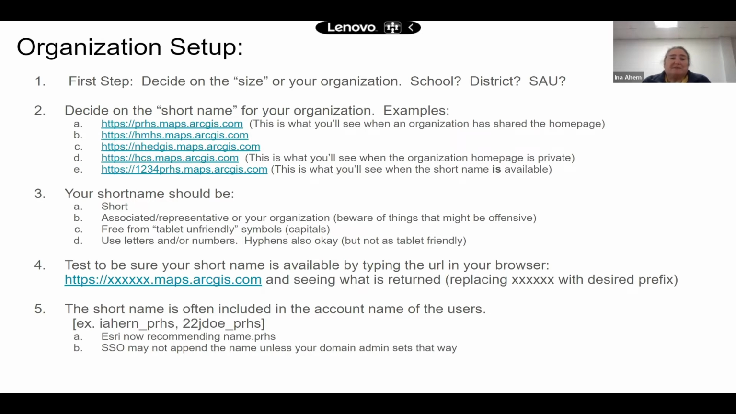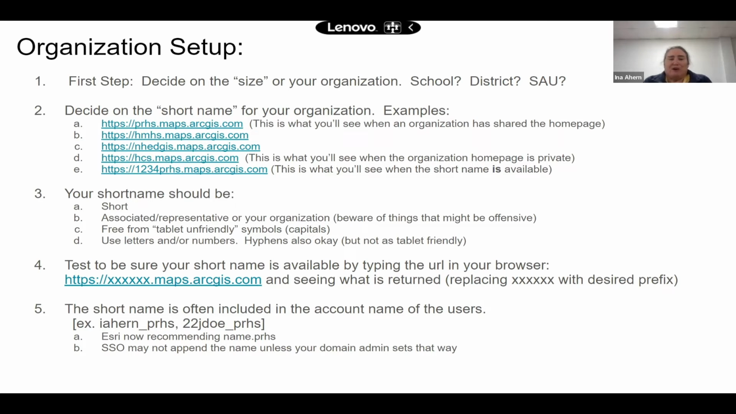You'd like it to be something that's representative of your organization. For example, mine is PRHS, Plymouth Regional High School. Bob's is HMHS, Hopkinton Middle High School. Our state organization, New Hampshire ArcGIS. Okay, so you want something that's there. You do want to be careful of things that might be offensive to people.